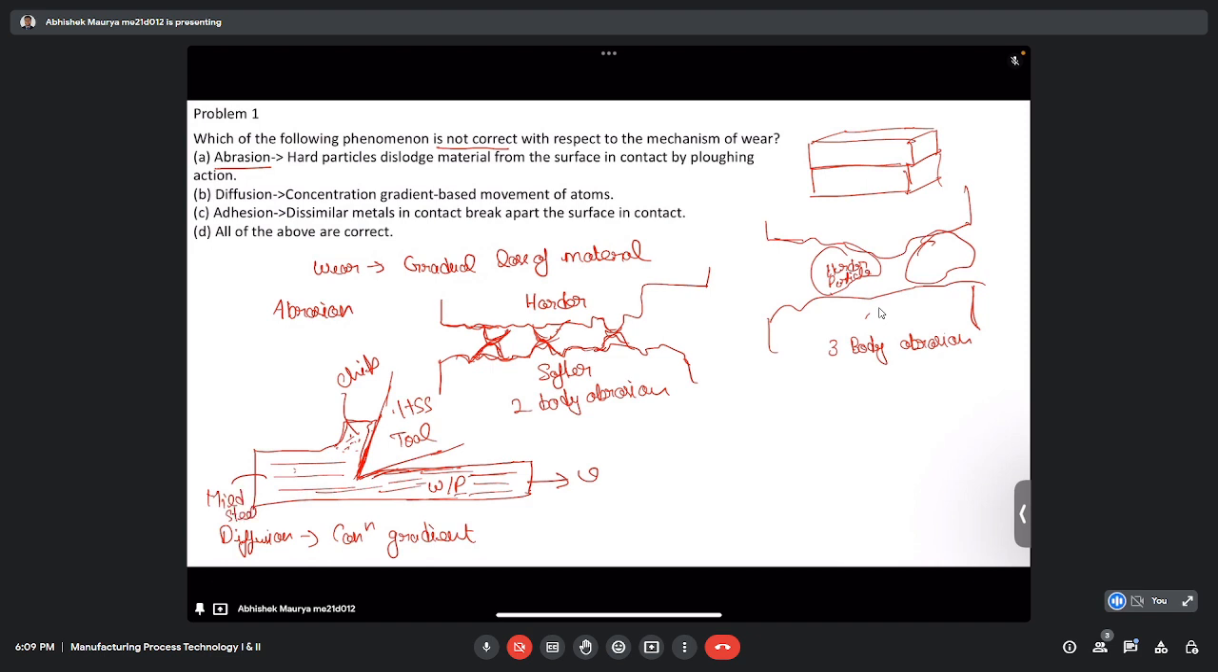It has less concentration of carbon. When these two come in contact, suppose we have a higher concentration of carbon here and less concentration of carbon there. Because of the cutting process at high velocity, heat is generated, and because of this heat, the carbon atoms start moving from the high concentration region to the low concentration region at the point of contact. So again, material is being lost from the tool to the workpiece.